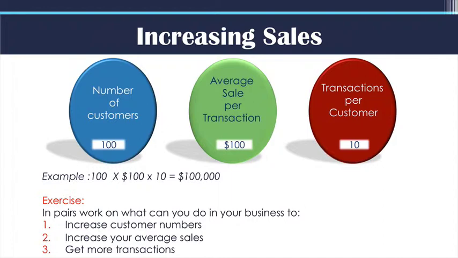So basically it says if we have 100 customers, that every time they come into our shop they spend $100 with us, and they come into our shop 10 times per annum, then we will have a business that turns over 100 by 100 by 10, or $100,000 per annum.